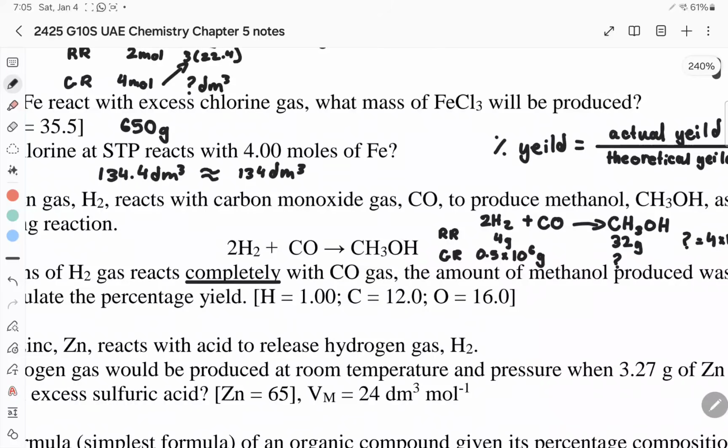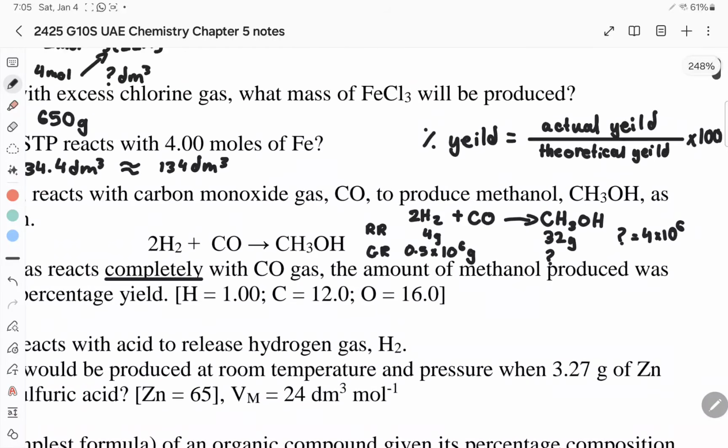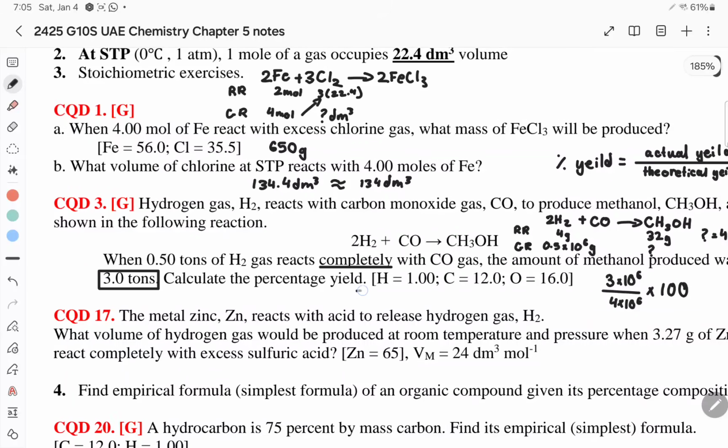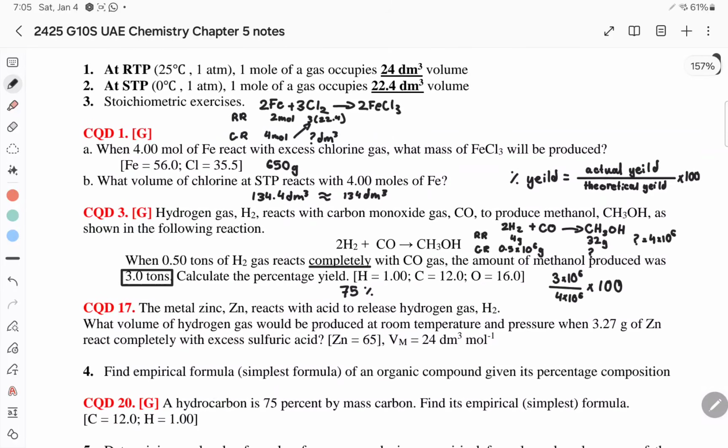Our actual yield, which was the one given to us, is 3 tons. So 3 times 10 power 6, because you need everything to be in grams or tons, but I'd rather have it in grams, over the thing you found, which is 4 times 10 power 6, times 100 will give you our percentage yield. So let's calculate it. 3 times 10 power 6 over 4 times 10 power 6, times 100 will give us our answer, which is 75% yield.